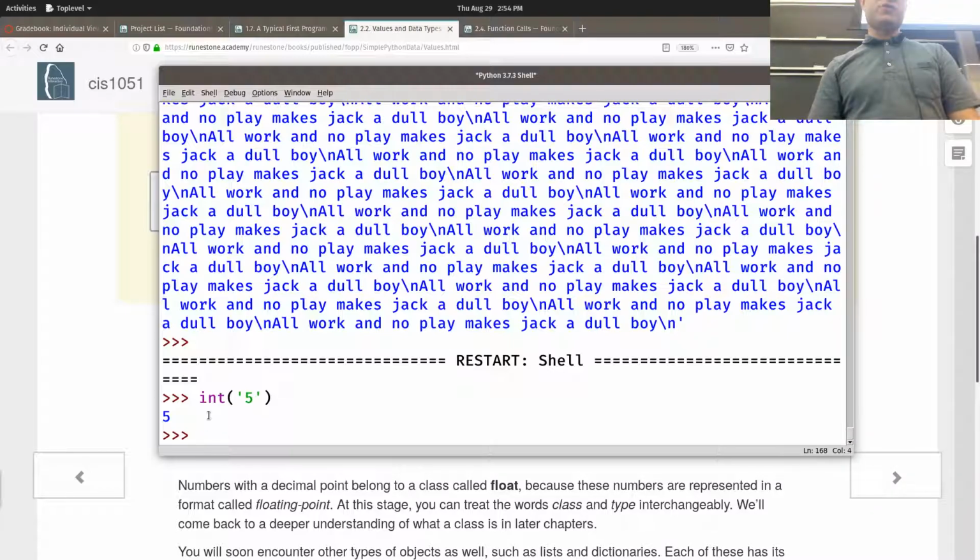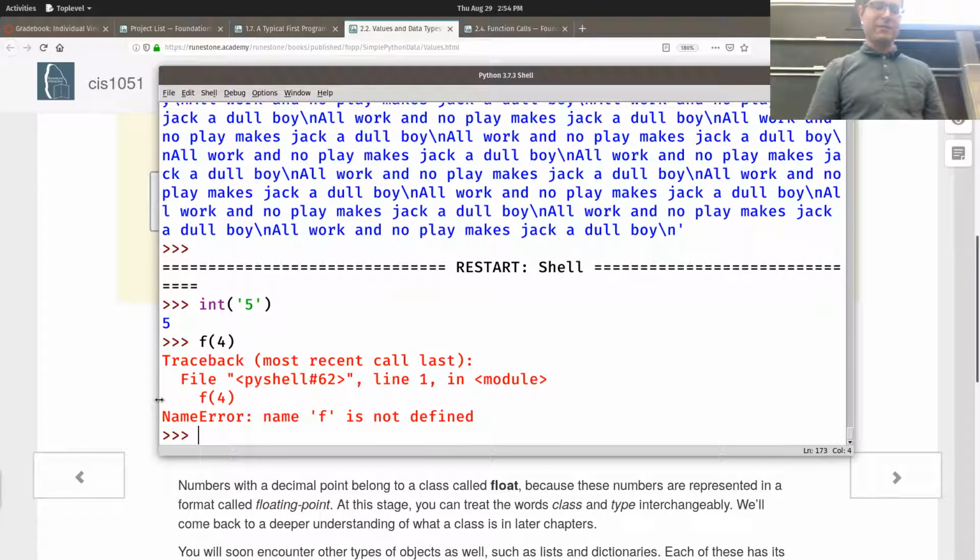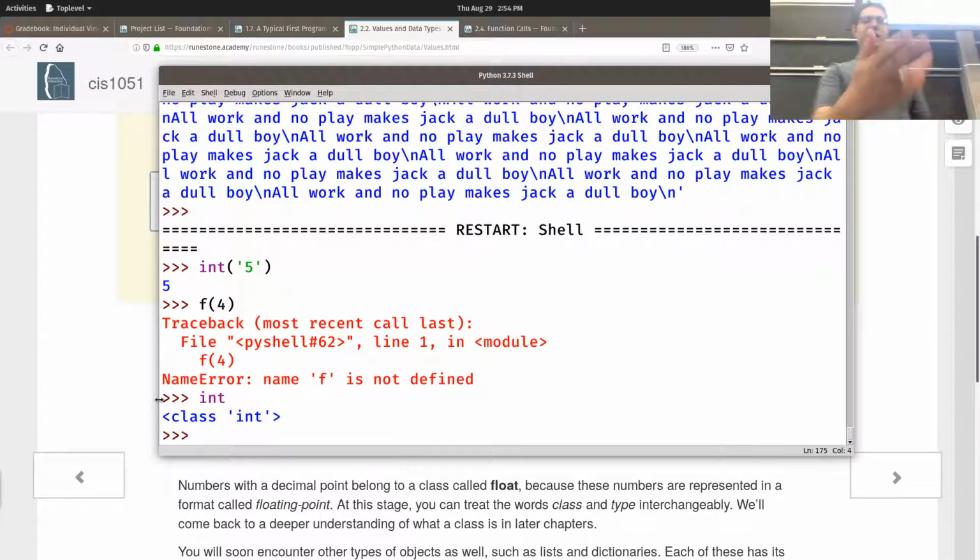And you know they're functions because they have these parentheses that you use. Mathematical functions have parentheses, like f of x, right? Although f of x really isn't defined here. It says f is not defined. Int over here, if we point it out, it says it's a class int. It's really just a function. You need the parentheses in order to execute a function.